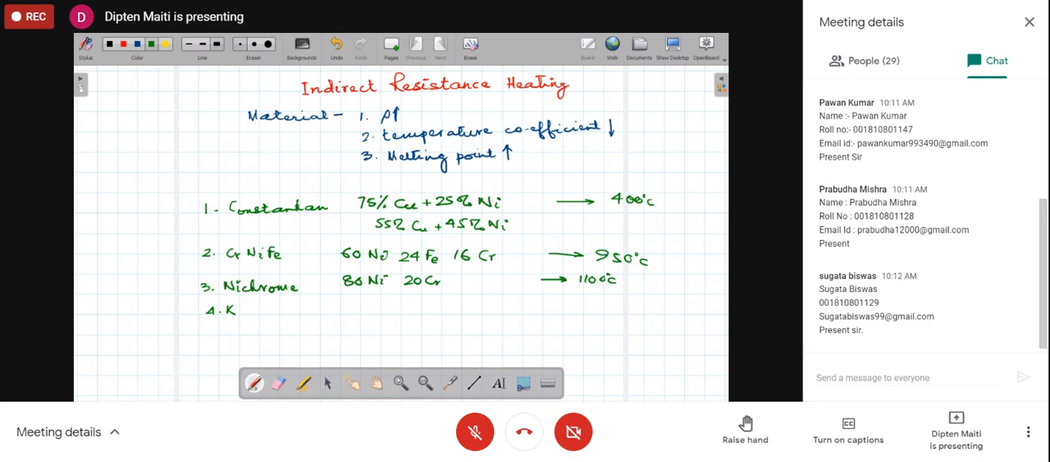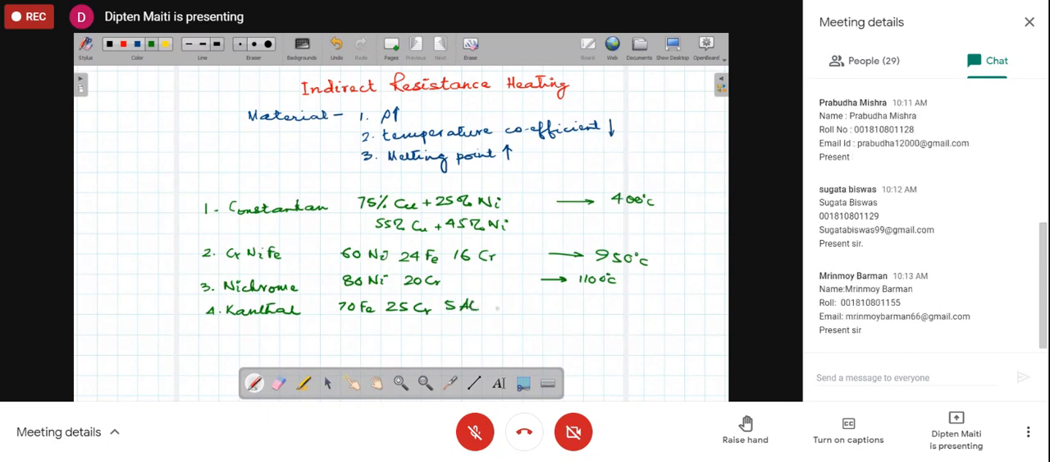And before that there is a popular group of material known by the trade name of Kanthal. Kanthal family. So here you may have around 70% of iron, 25% chromium, and the rest 5% aluminum. Of course there are variations of this, and this can be used around 1200 degrees. All those temperature figures are rough figures.